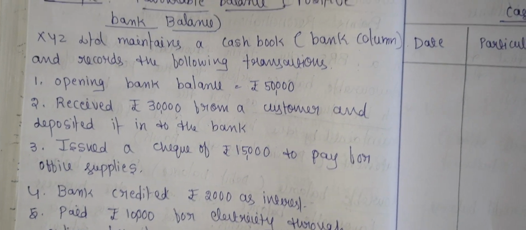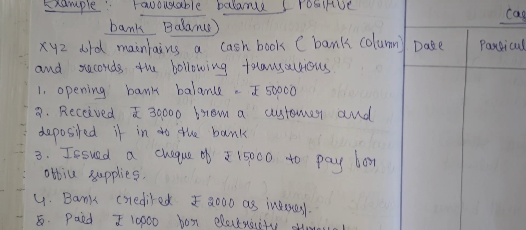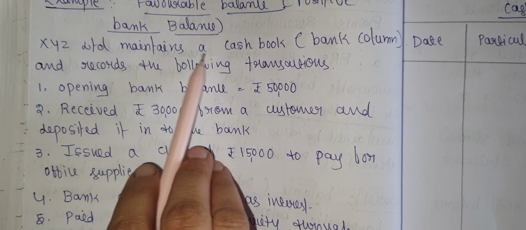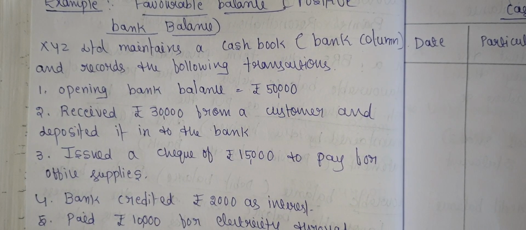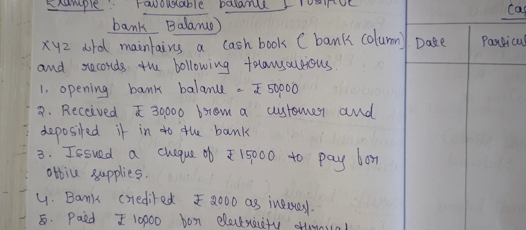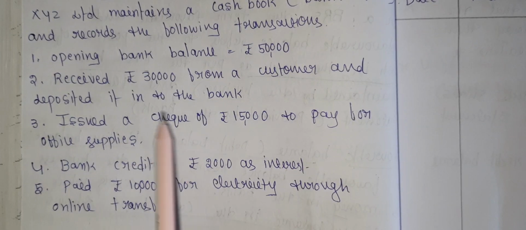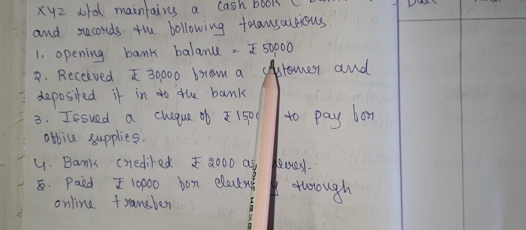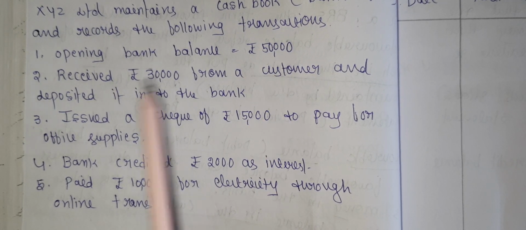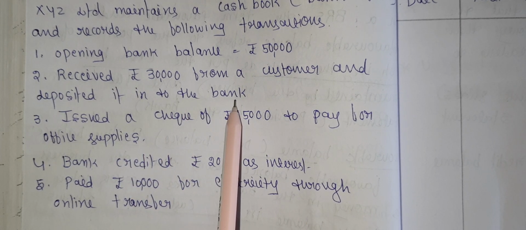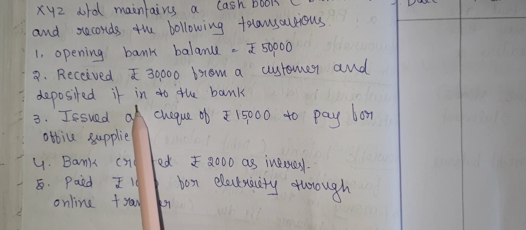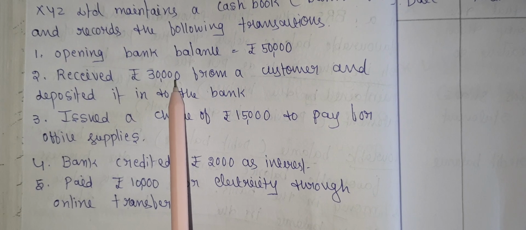Now I will take one example of favorable balance. It means a positive bank balance in the cash book. Here XYZ Limited maintains a cash book, in the bank column, and records the following transactions. Opening bank balance is rupees 50,000, which we have to enter in the receipt side, means debit side. Received rupees 30,000 from a customer and deposited it into the bank, means receipt from customer deposit, that is rupees 30,000 on the debit side.